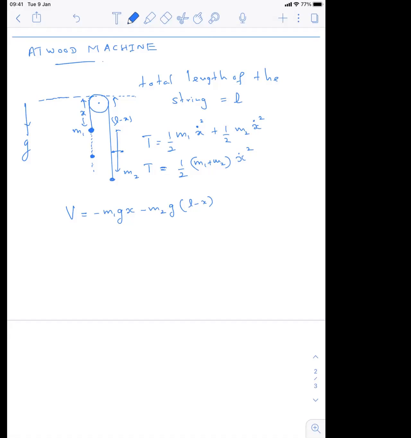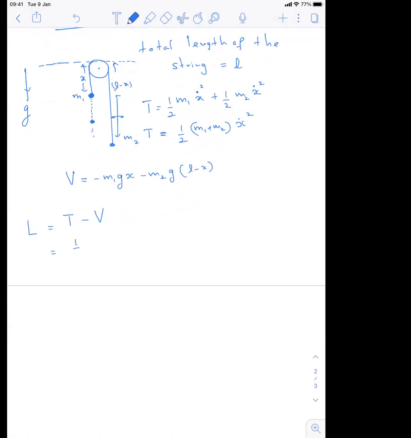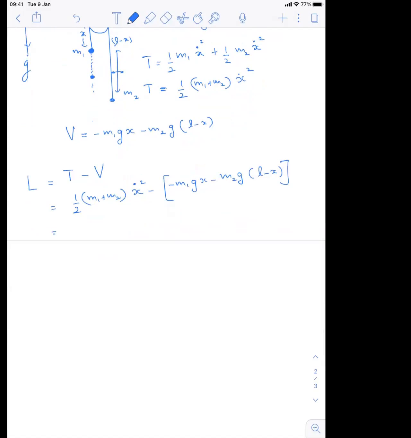Now you can write the Lagrangian, that will be L equals kinetic energy minus potential energy. So the kinetic energy is half (m1 plus m2) x dot squared, minus the potential energy, which is minus m1 g x minus m2 g (L minus x). Right. Now let's simplify this. So this will be plus m1 g x plus m2 g times (L minus x).